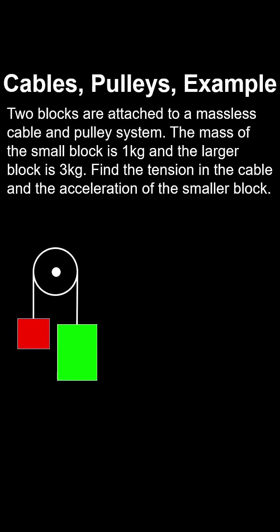Two blocks are attached to a massless cable and pulley system, and the mass of the small block and larger block are given, and we're asked to find the tension in the cable and the acceleration of the smaller block. We'll take a free body of each block, where the tension in the cable is uniform, because the cable and pulley system are massless, and the magnitude of the acceleration vector for both blocks is equal.